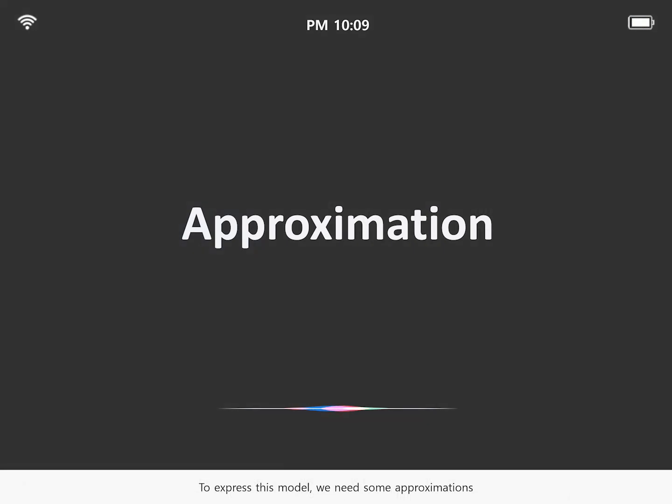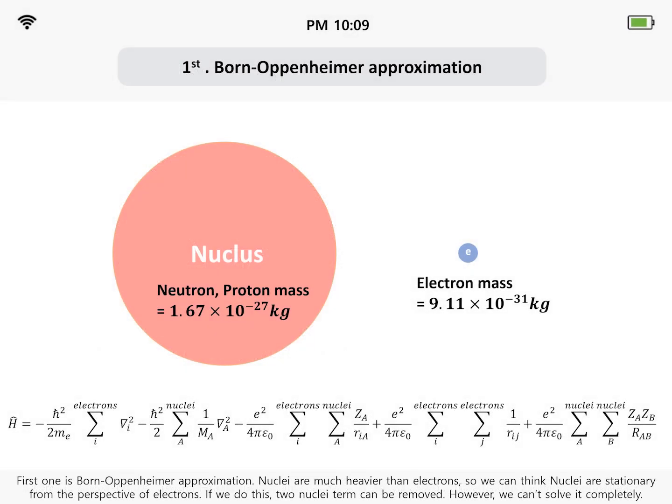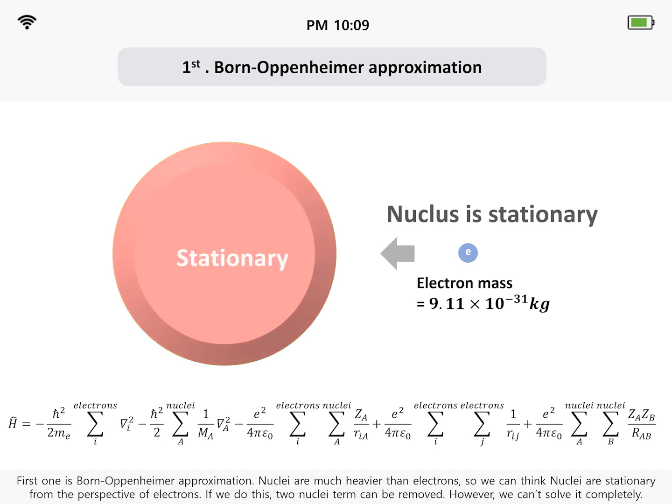To express this model, we need some approximations. Before we consider it, the general Hamiltonian is same as this, and we will change this equation by using approximations. First one is Born-Oppenheimer approximation. Nuclei are much heavier than electrons, so we can think nuclei are stationary from the perspective of electrons. If we do this, two nuclei terms can be removed. However, we can't solve it completely.